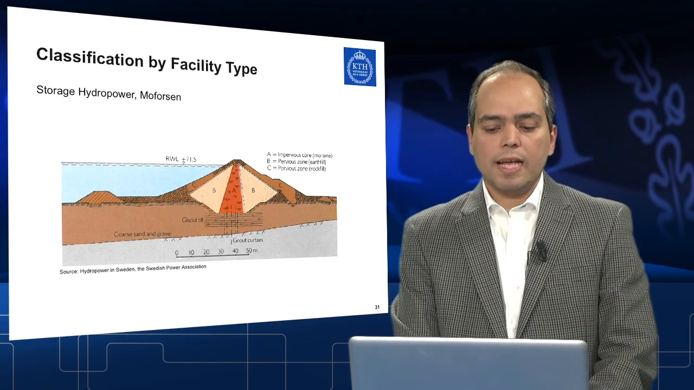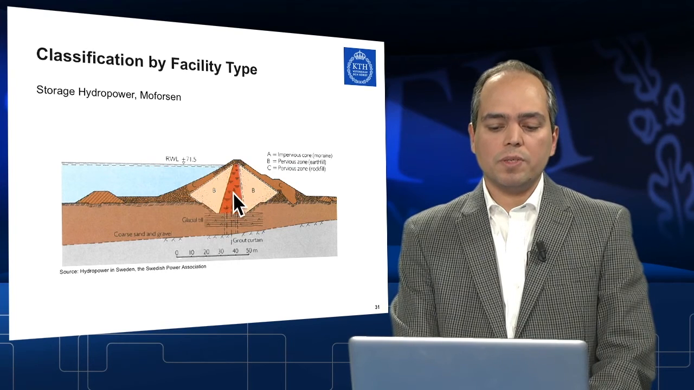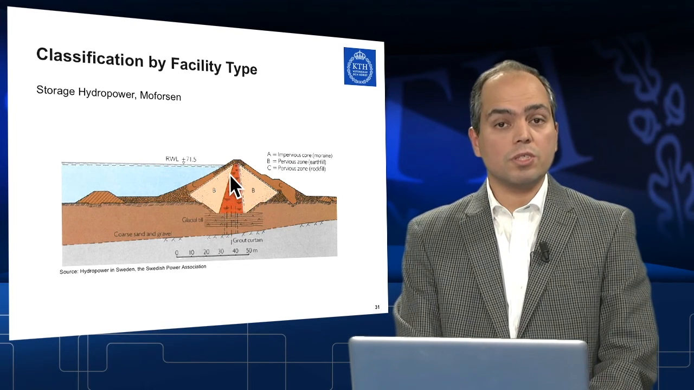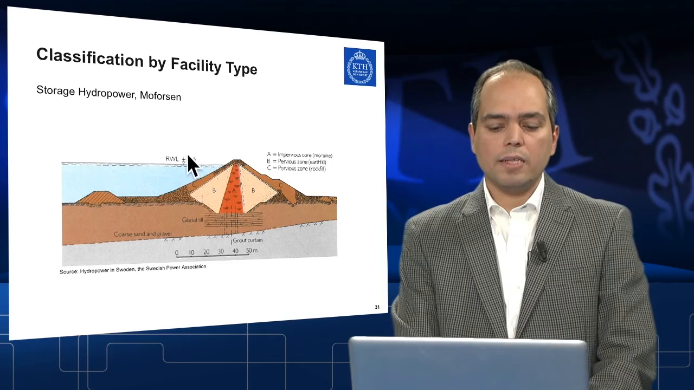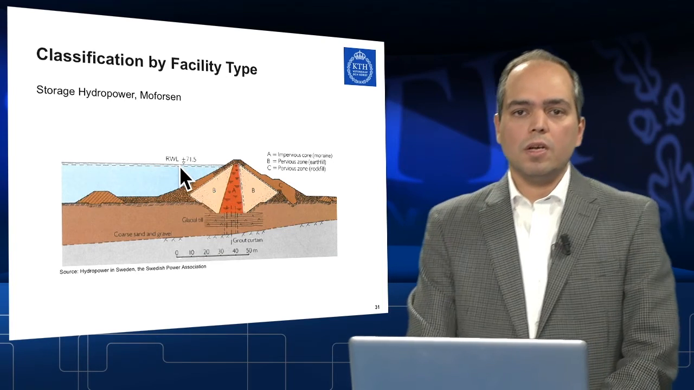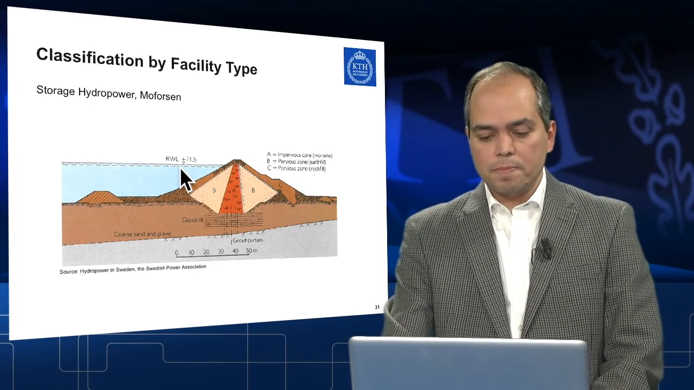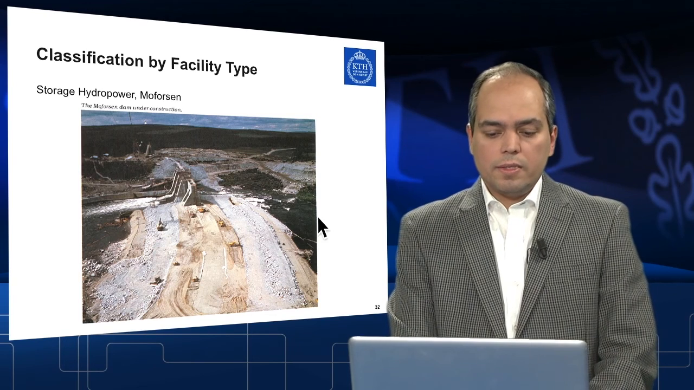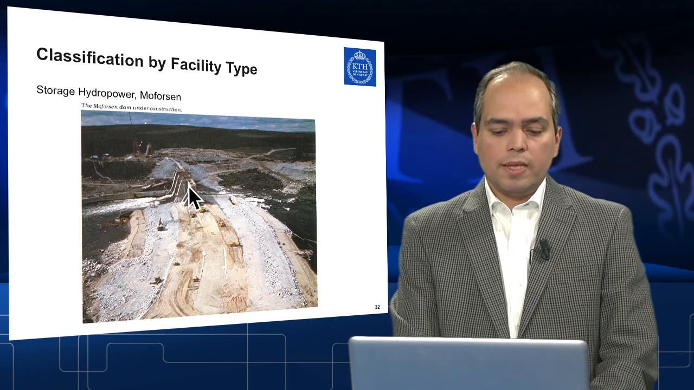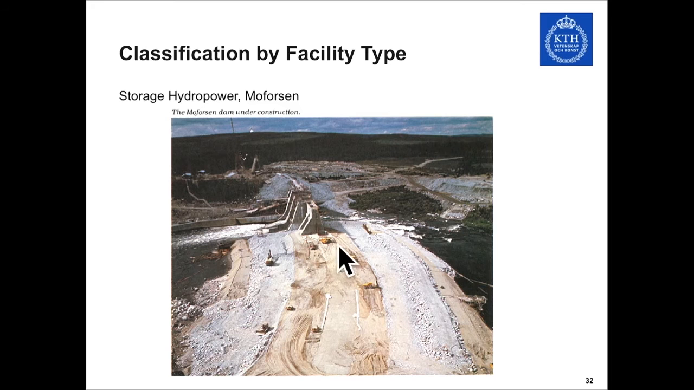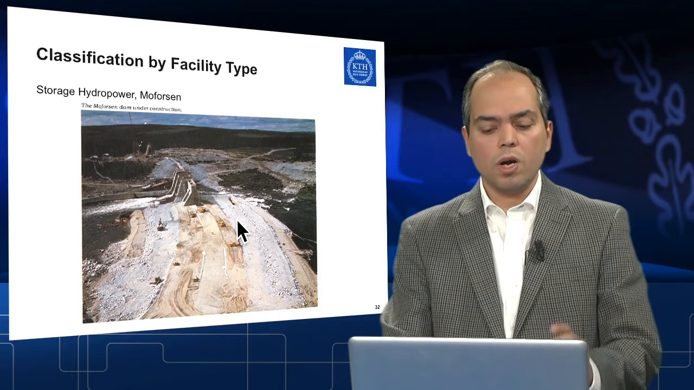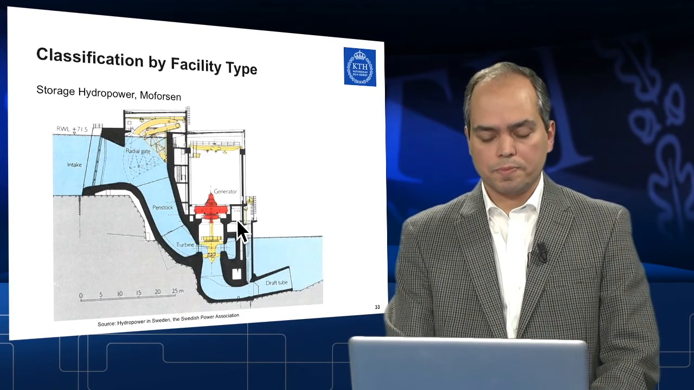So a section of the dam here shows the different materials that are used for the construction of the dam itself and the water level on the upstream of the dam. Another picture here shows the dam during the construction. So you could see the construction machinery on top of the dam, and then they are building, in fact, the core of the dam itself.